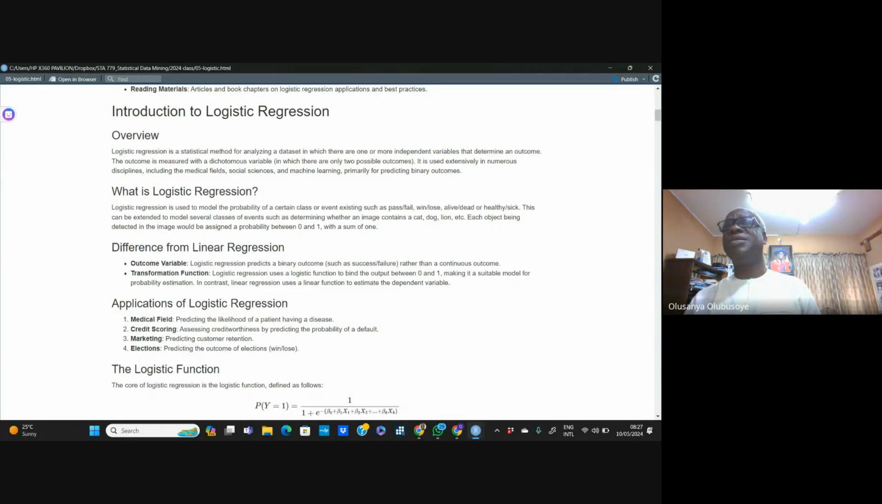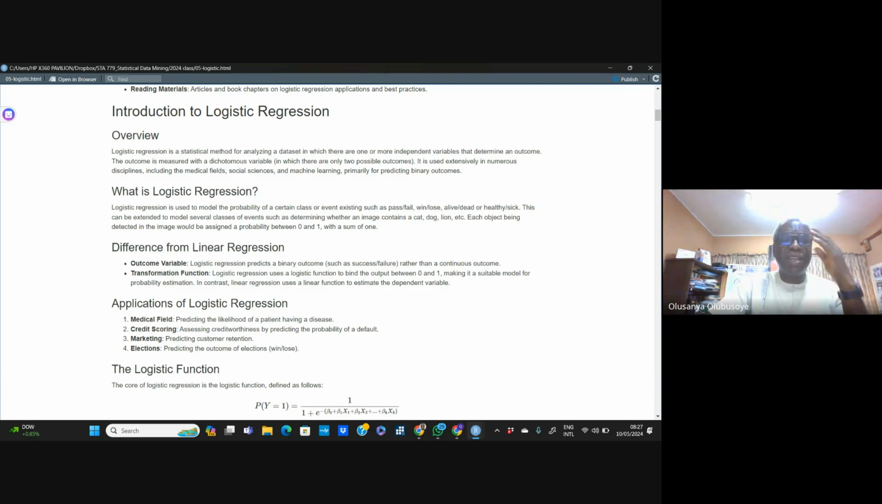Whereas linear regression uses the linear function, we know the linear function. Logistic regression, on the other hand, uses the logistic function, and we are going to see the logistic function very shortly. So these are two key distinctions between the linear regression and the logistic regression.